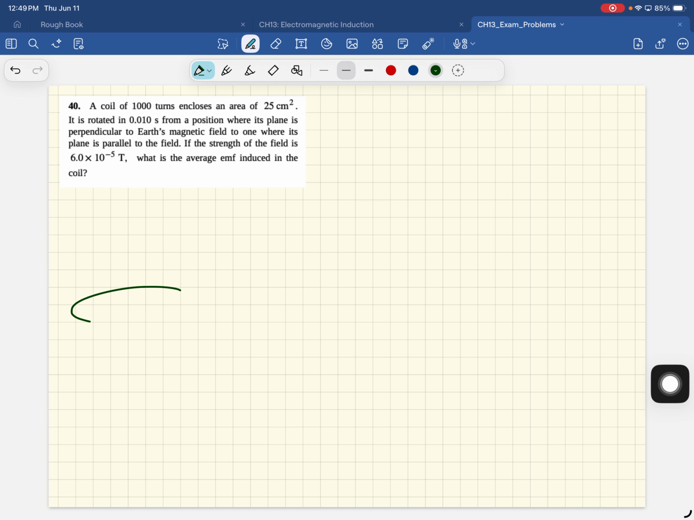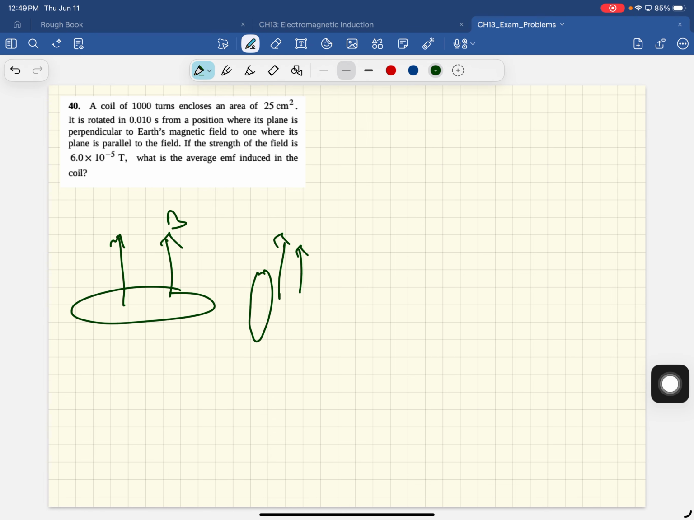So if Usain Bolt grabs onto this and runs in a field like that, that's half a Tesla, which is roughly the field in an MRI machine. You're inducing millivolts.